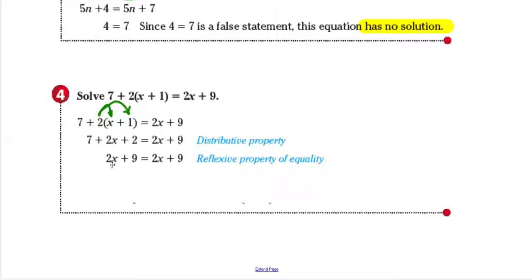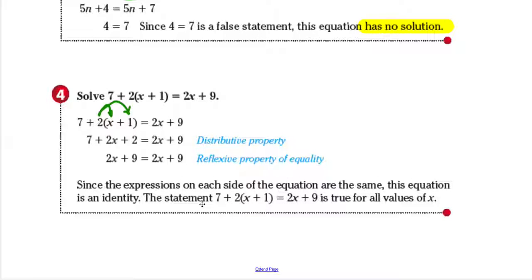Okay? And if you notice, this is a clear example of the reflexive property of equality, which simply means this. Since the expressions on each side of the equation are the same, this equation is an identity. The statement 7 plus 2 times the quantity x plus 1 equals 2x plus 9 is true for all values of x. So in this case, we will have a solution that is all real numbers.